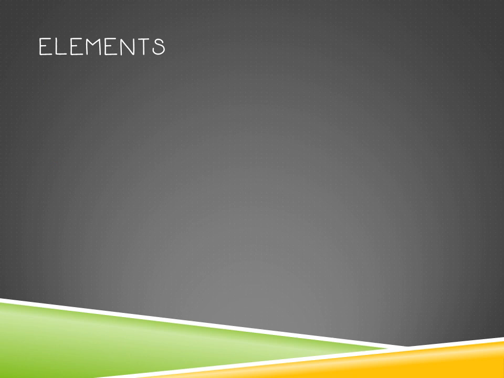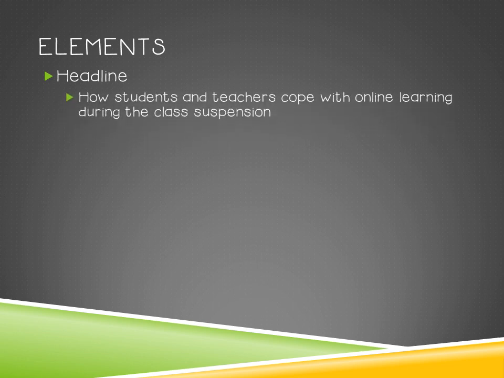In a newspaper article, there are also other elements that you have to include. For example, you will need to include the headline. The headline for our article is How Students and Teachers Cope with Online Learning During the Class Suspension. Now, previously when we answered the 5 W's, we know that the headline tells us the who and the what. Remember to include that. Then we need to know who wrote the article. For us, it is Joanne Ma.